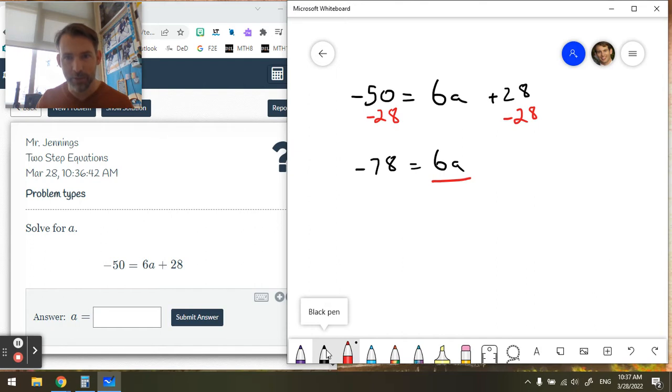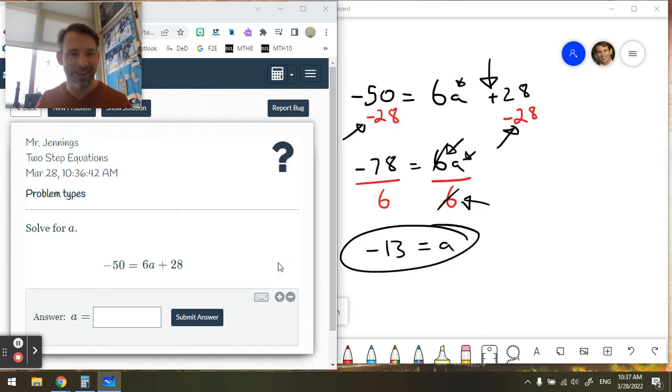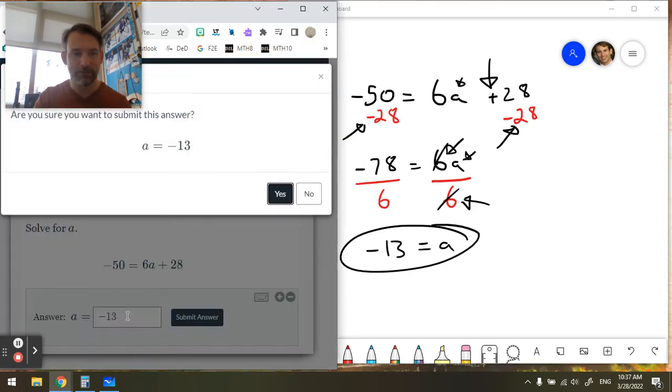I do the opposite of multiplication, which is division. Negative 78 divided by 6 is negative 13. And this 6 cancels that 6, so I'm just left with A. There's the answer. Okay, here, I was adding to my variable, so I do the opposite, which is subtraction, but I have to do it to both sides. I was multiplying my variable, so I do the opposite to both sides, which is division. And that's how you get to the answer, negative 13.